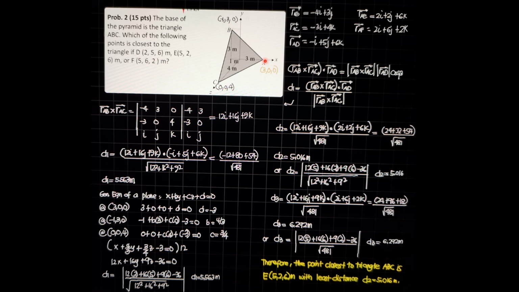So defining position vector RAB, B minus A, so negative 1 minus 3, negative 4i, 3 minus 0 is 3j, 0 minus 0, 0k, so negative 4i plus 3j is position vector AB. Position vector AC is 0 minus 3, negative 3i, 0 minus 0, 0j, then 4 minus 0, 4k.